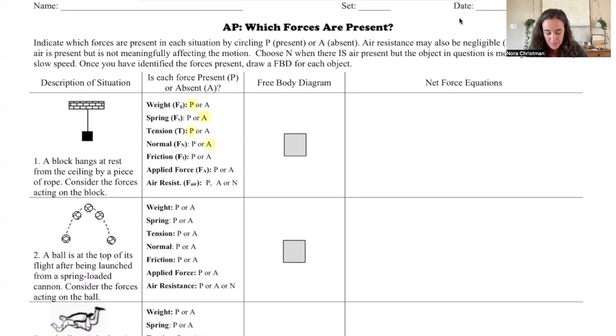There's no friction here because it's not sliding or trying to slide. There's no applied force. And finally, air resistance. This is another confusing one. Air resistance is only relevant if the problem makes it exceedingly clear that it's relevant. It's just too early in our treatment of mechanics to worry about air most of the time. So since this object is stationary, we're not worried about air moving. So I would say absent.